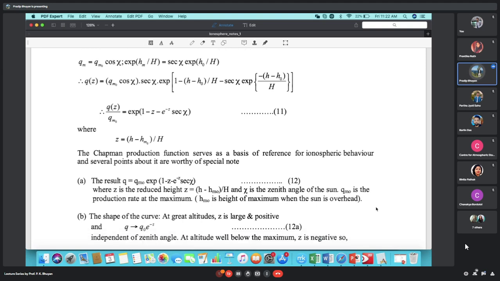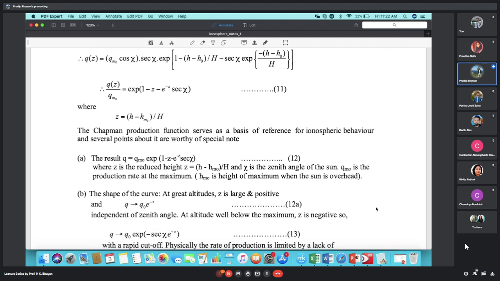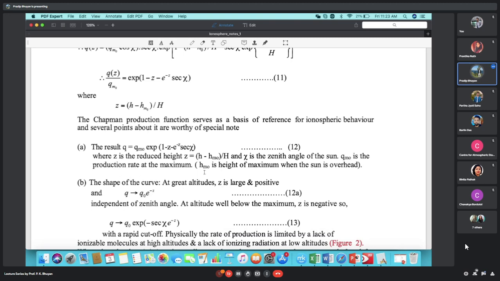So the shape of the curve: at great altitudes, Z is large and positive. If Z is very large, that means if H is very large, then this is a large value, so the exponential terms go away, and Q approaches Q naught exponential minus Z, for a high positive altitude. Similarly, for altitudes below the maximum, Z becomes negative, so it is less.